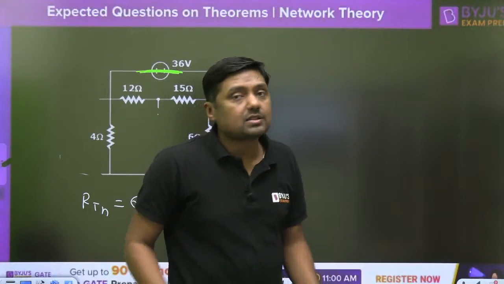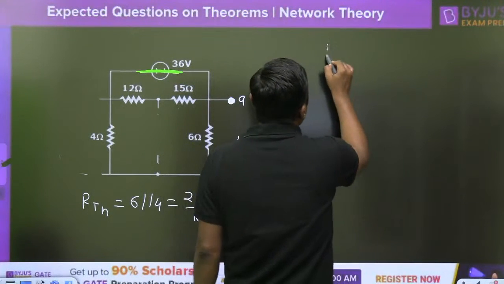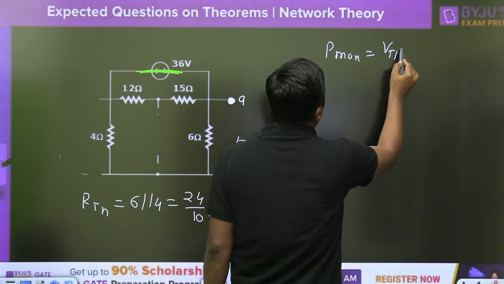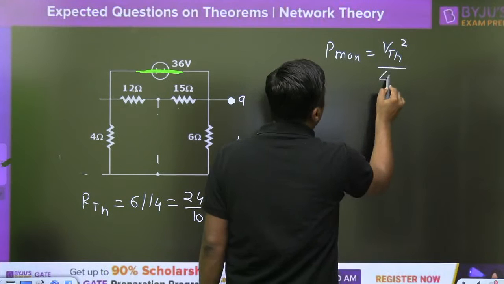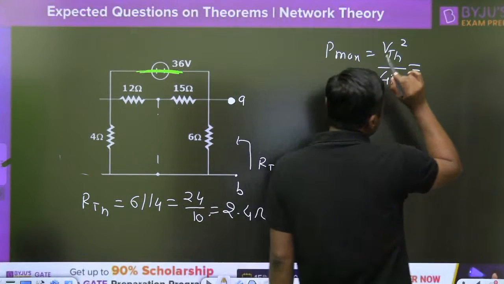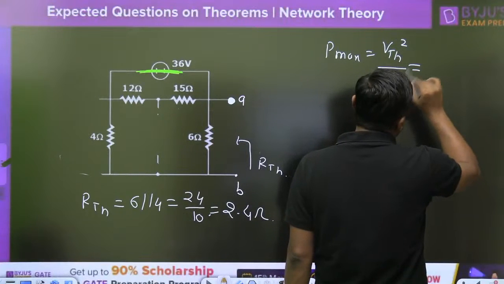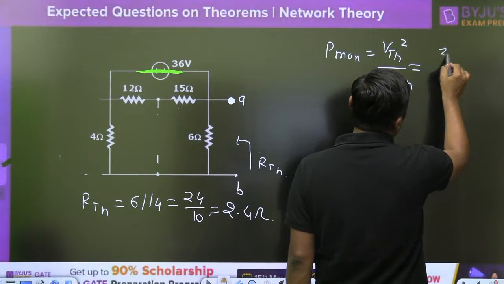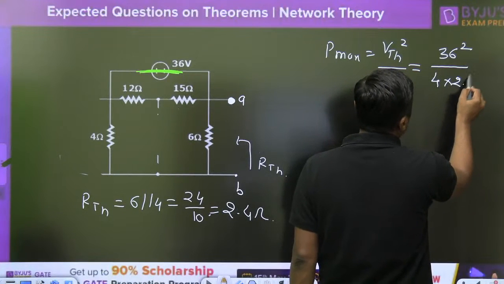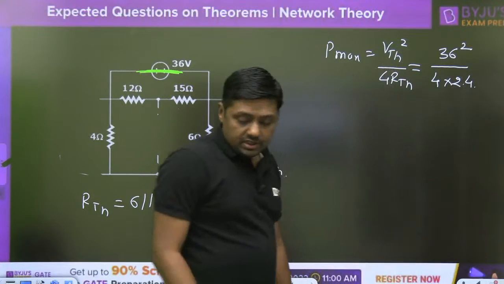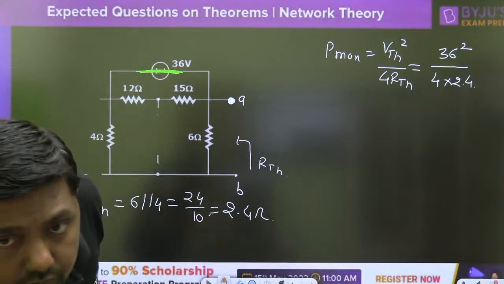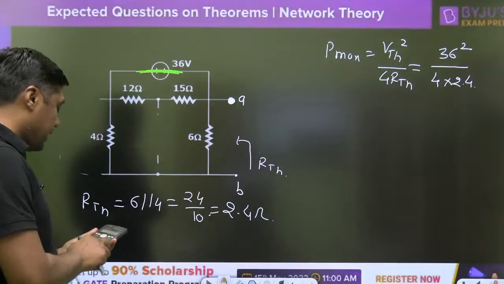Then what will be the maximum power? Maximum power is given by VTH square by 4 RTH. Already I have explained all this concept, watch my previous series. VTH square by 4 RTH, where VTH is the VOC: 36 square divided by 4 into 2.4. Use your calculator and give me the answer. What will be the answer? 36 square.